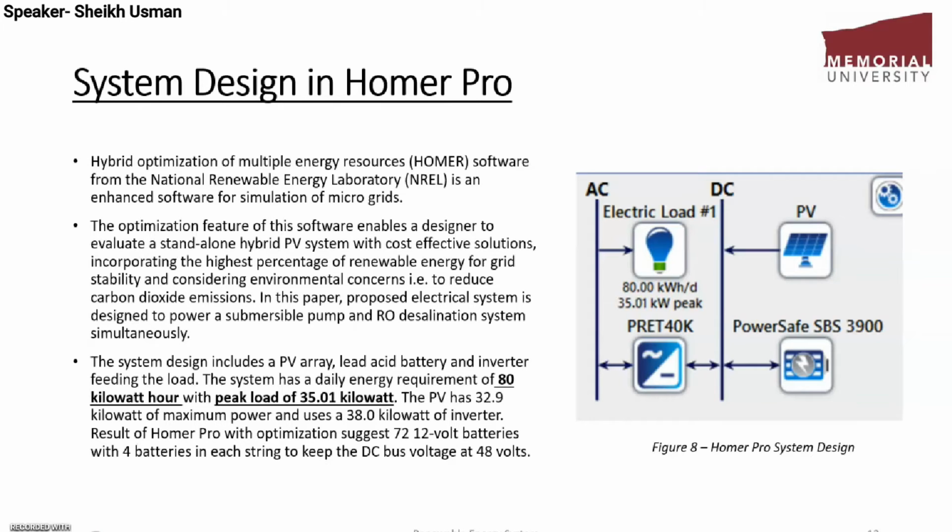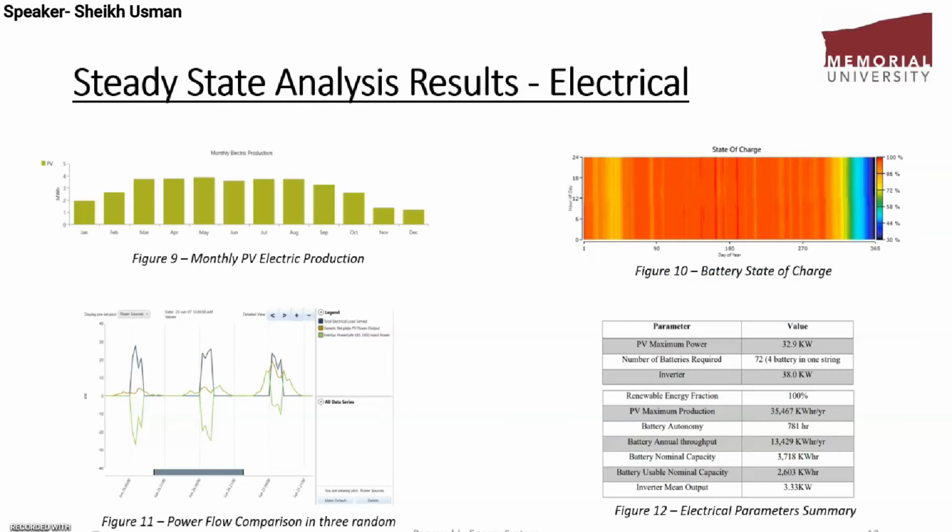The inverter voltage was kept at a fixed 48 volts. The results are shown. The first figure depicts how the monthly electric production was produced using the PV. The second one shows the battery state of charge, and as you can see, the majority of the time the battery is in good health, near 100%, which is the red part.